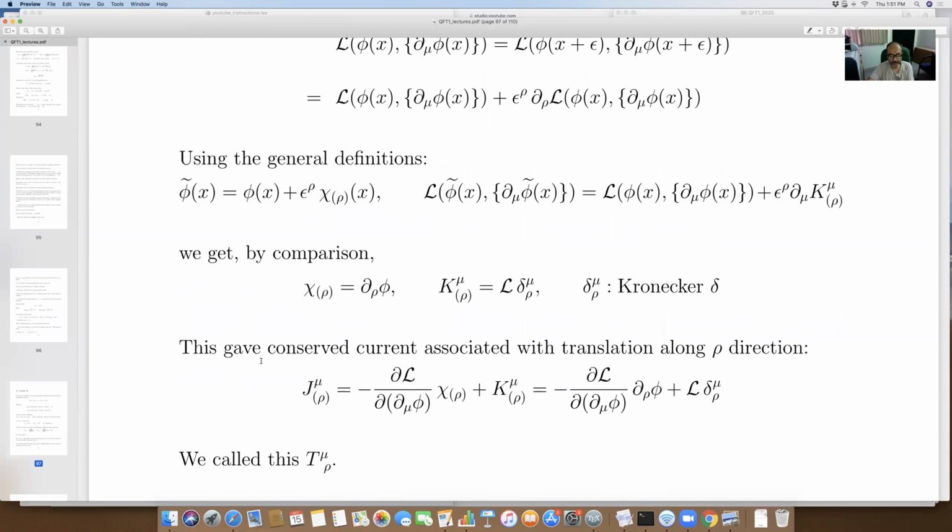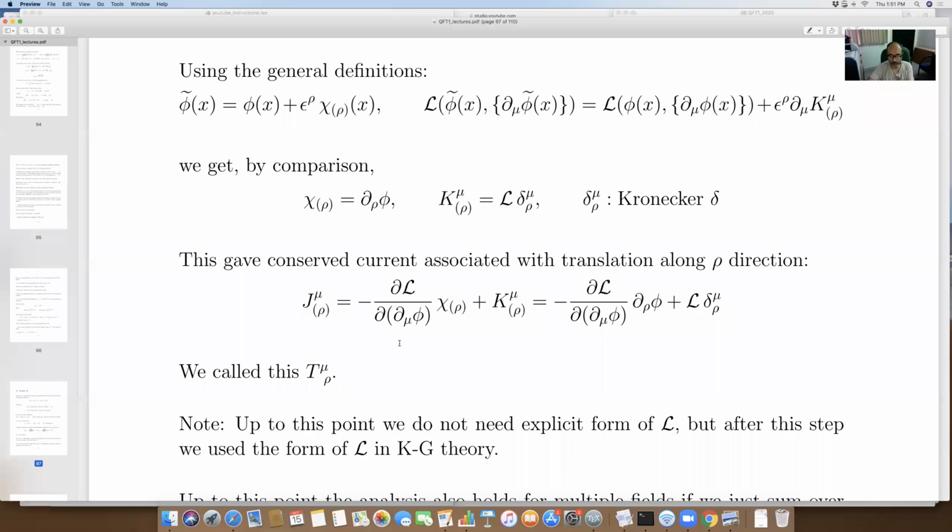Using these, we constructed the conserved current associated with translation along the rho direction. This again was a general formula, J mu rho. The general formula didn't have rho, but here you have the rho because we have one for every component of epsilon. Then we substituted for chi rho what we have here, del rho phi, and for k mu rho, L times delta mu rho, and we arrived at this expression. This we called a component of the energy momentum tensor T mu rho. I have written mu up, rho down. Then we also defined T mu rho with both indices up, simply by raising rho with the metric.